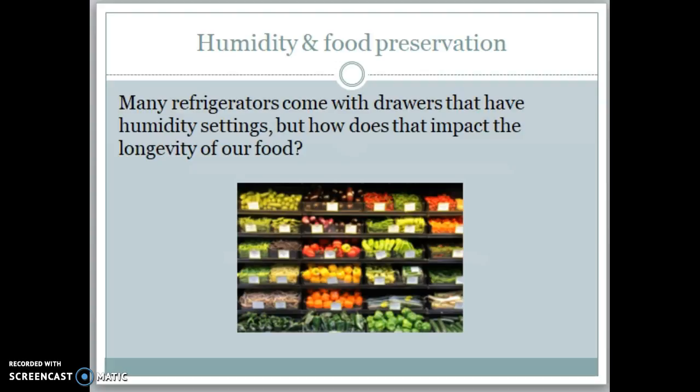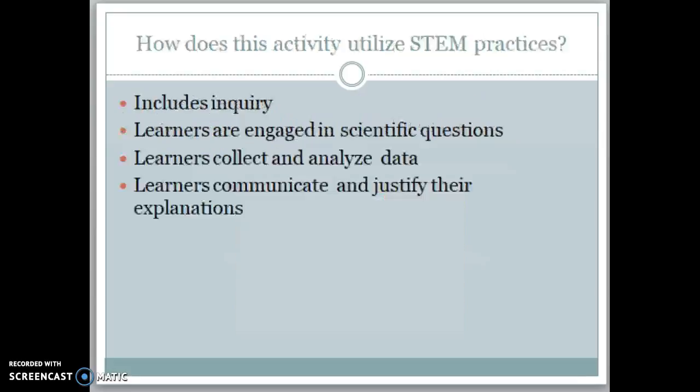Humidity and food preservation. Many refrigerators come with drawers that have humidity settings, but how does that impact the longevity of our food? Students will use the TI sensor to detect humidity, gather information on this topic, and present their findings. It's important to help students progress through the levels of inquiry. Teacher-scaffolded learning can help students to progress from lower to higher levels, and this activity has the ability to be scaffolded to achieve a variety of inquiry levels.